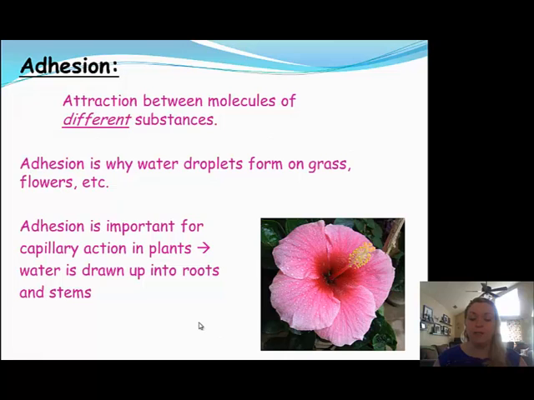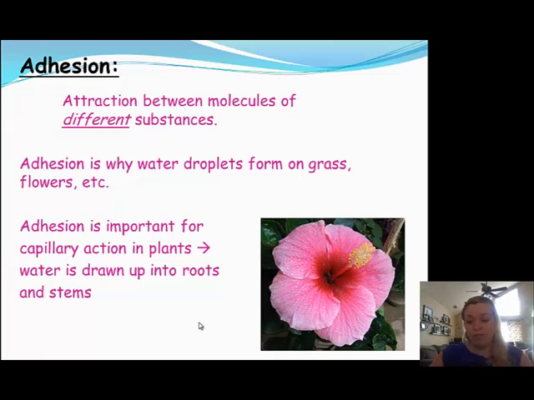Now, adhesion is slightly different from cohesion because adhesion is the attraction between molecules of different substances. So cohesion allows water droplets to form, allows water to be sticky and stick to other water molecules, but adhesion allows those water droplets formed through cohesion to actually stick almost to the surface of something different. It can be grass, it can be flowers, it can be the windshield of your car. Anything that is different from water, adhesion is going to allow an attraction between molecules there.